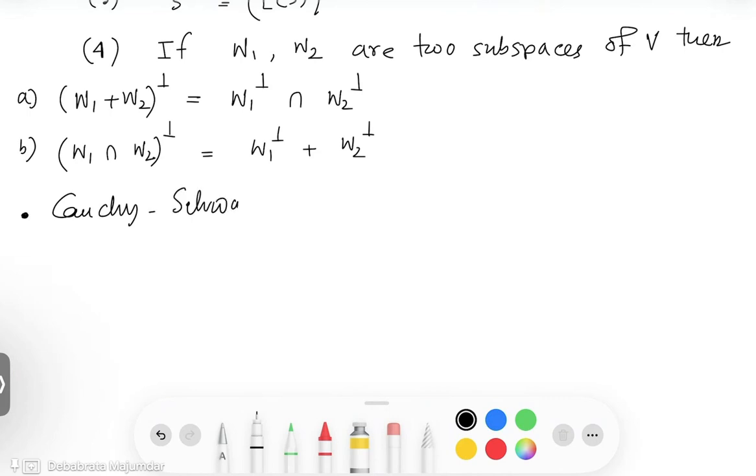Now, Cauchy-Schwarz inequality. So can you tell me what is the Cauchy-Schwarz inequality? Mod of inner product of x comma y is less than or equal to norm of x and norm of y.